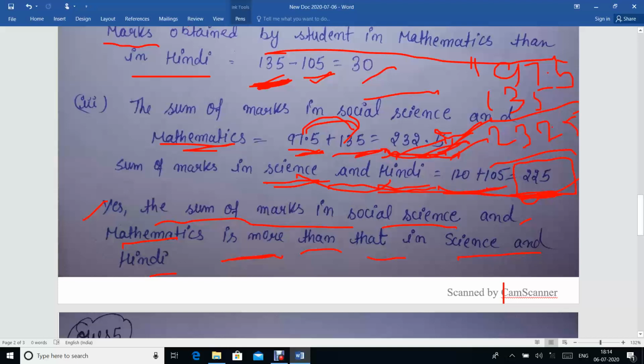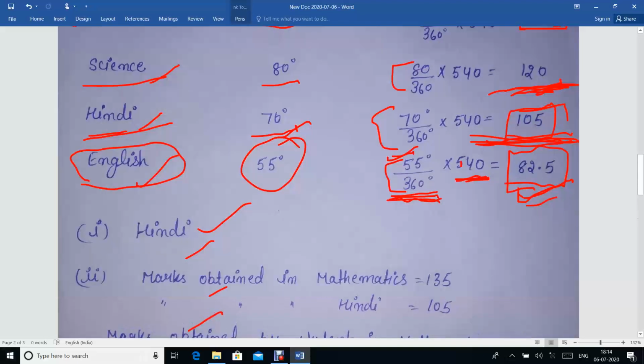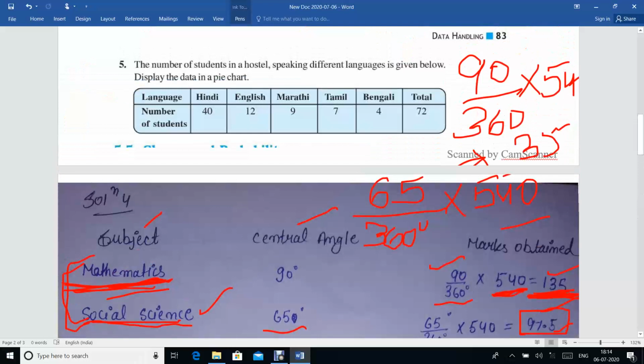Let us move towards the next question. Before going to the solution, let us see the question. This is question number 5, and the question is saying that the number of students in a hostel speaking different languages is given below. Display the data in a pie chart. Here you are given the data and you have to make a pie chart.